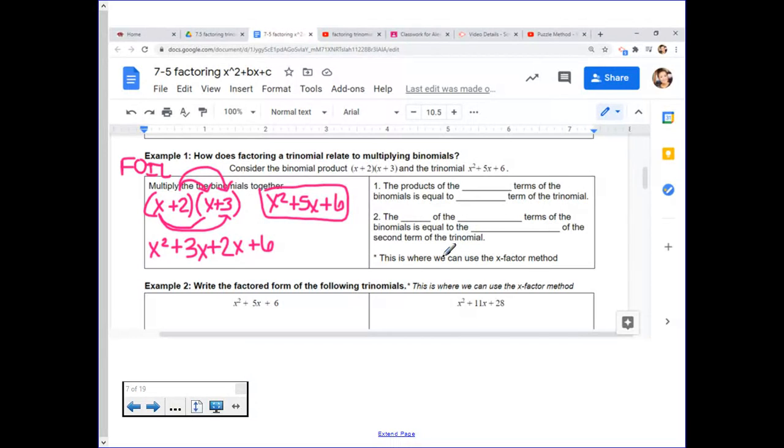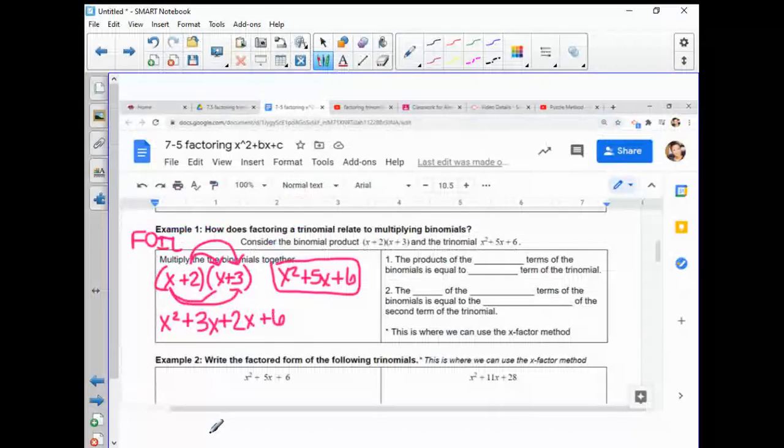The product of the two terms of the binomials is equal to, and I'm going to say the product of the, I want to make sure I get this right.